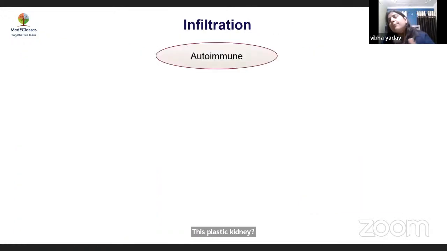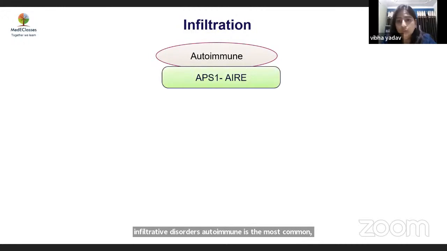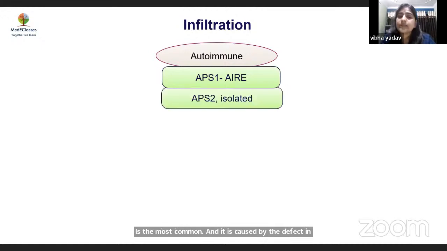Now coming to the infiltrative disorders. Among the infiltrative disorders, autoimmune is the most common one. And within the autoimmune, APS1, which is autoimmune polyglandular syndrome type 1, is the most common. It is caused by a defect in the AIRE gene. Others are APS2, which involves mostly the adrenal.